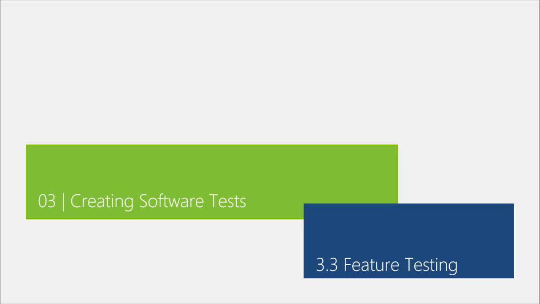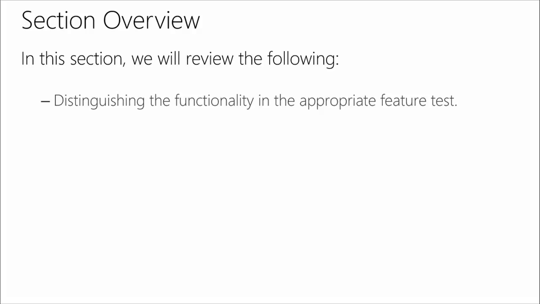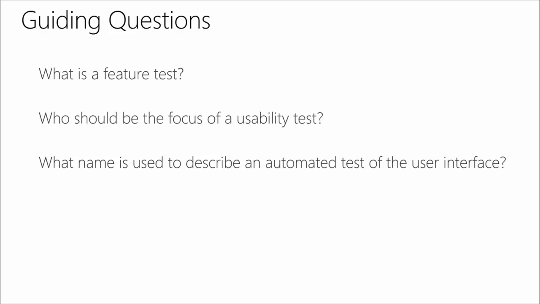So let's go ahead and move on to section 3.3, feature testing. In this section, we'll talk about the appropriate feature tests. Our guiding questions for this module are: what is a feature test? Who should be the focus of a usability test? And then finally, what name is used to describe an automated test of the user interface?